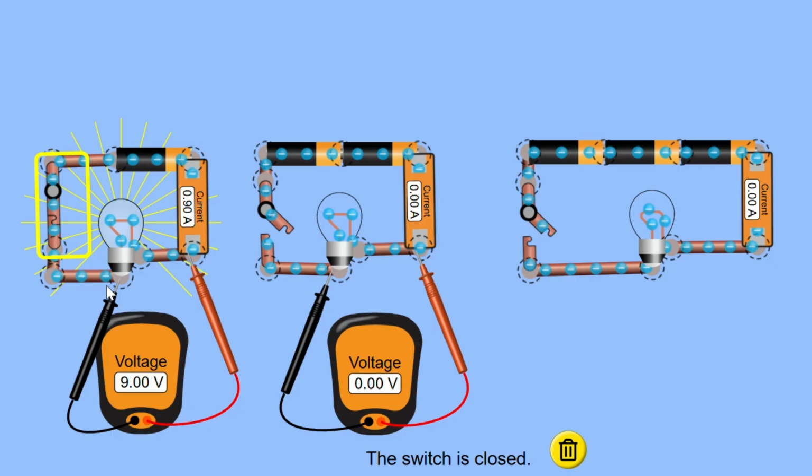When I close the switch, you can see there's a 9-volt battery powering the light bulb. You can see how bright it is. The current is 0.9 amps.